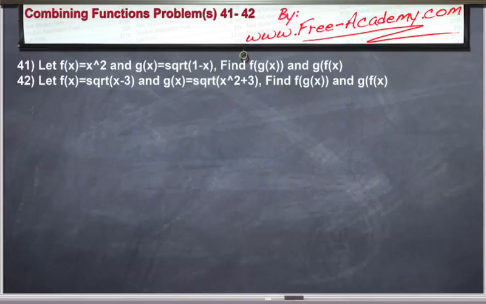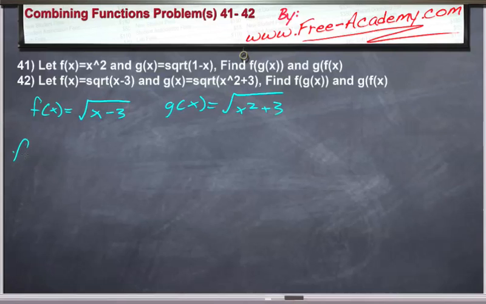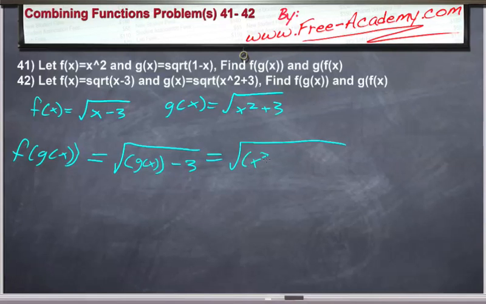Now let's go on and do problem 42. f of x equals the square root of x minus 3, and g of x equals the square root of x squared plus 3. So to find f of g of x, we write out the equation of f of x. We'll put g of x in for x. And in the next step, we'll actually substitute the value for g of x in. It's x squared plus 3. This is minus 3.